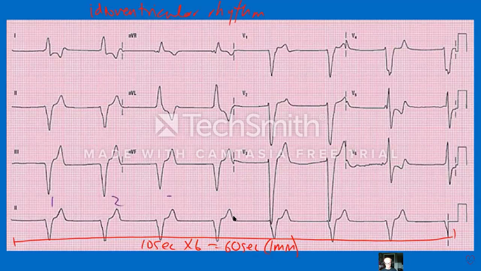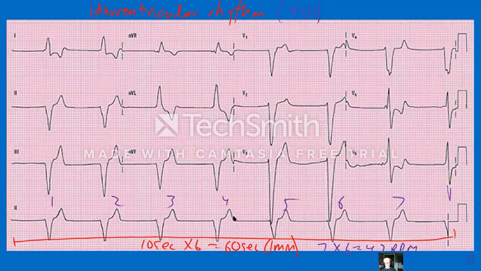We have 1, 2, 3, 4, 5, 6, 7, and maybe 8 here, that's cut off in the rhythm strip down below. But let's just say we have 7 times 6, which is a rate of 42 beats per minute. So our rate's somewhere in the 40s. That's our rate.